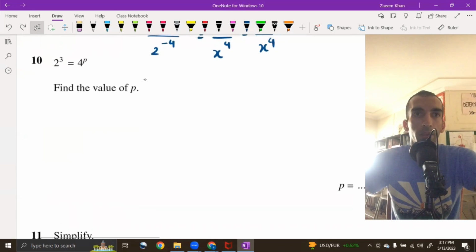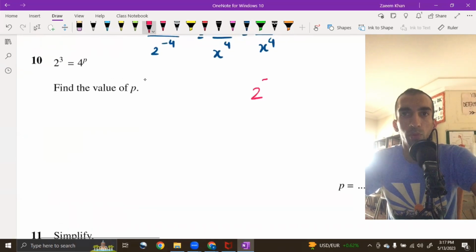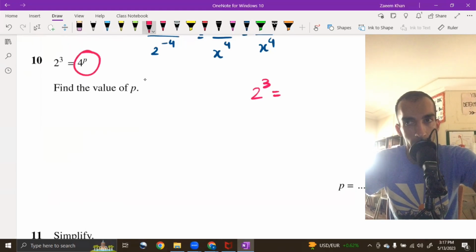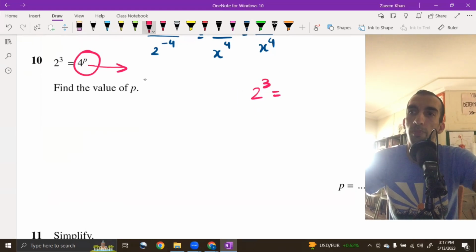Okay. 2 raised to the power 3. You cannot do anything with this. It's already in its most basic form. However, 4 is a perfect square. What can you change the 4 into so that it relates to the term on the left? Can 4 raised to the power p be broken down into something else? Just like we broke down the number 8 in the previous part into multiple 2s, can we break down 4 into multiple other numbers?